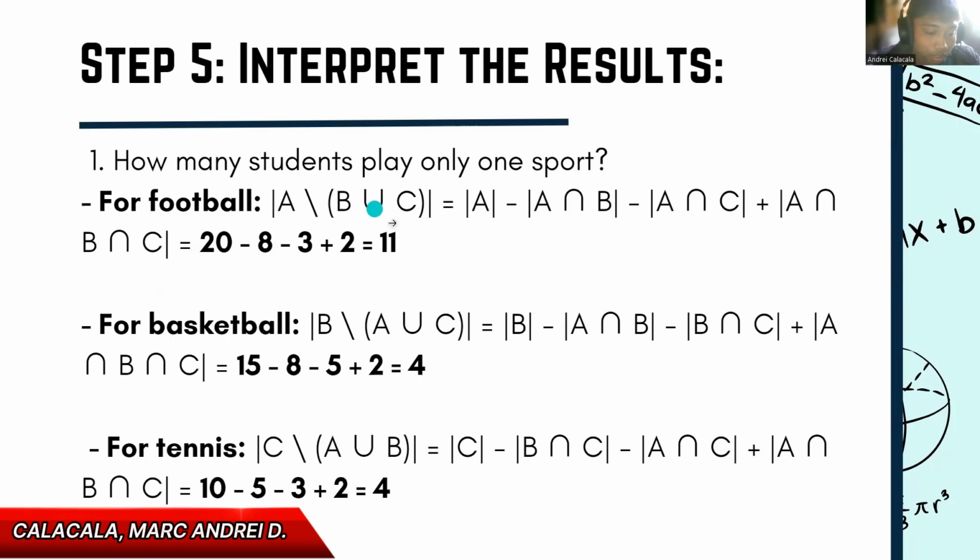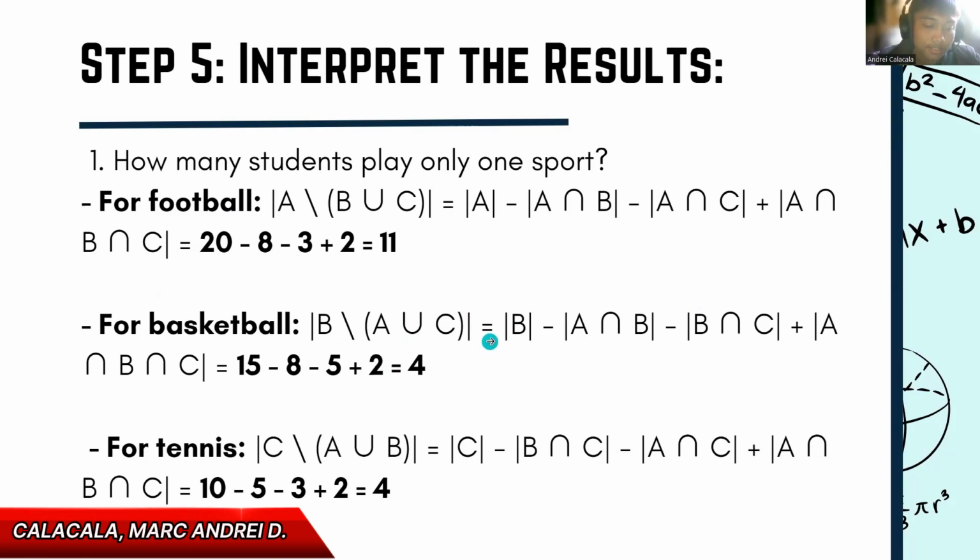So for the basketball, the cardinality of the set obtained by excluding the elements that are in the union of sets A and C from the set B is equal to the cardinality of B minus the cardinality of the intersection of A and B minus the cardinality of the intersection of B and C plus the cardinality of the intersection of A, B, and C. And this was the final answer.